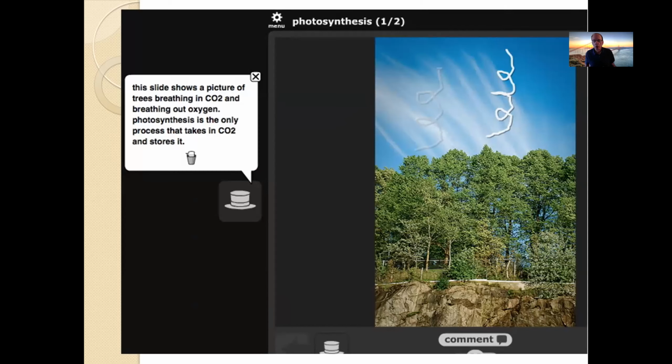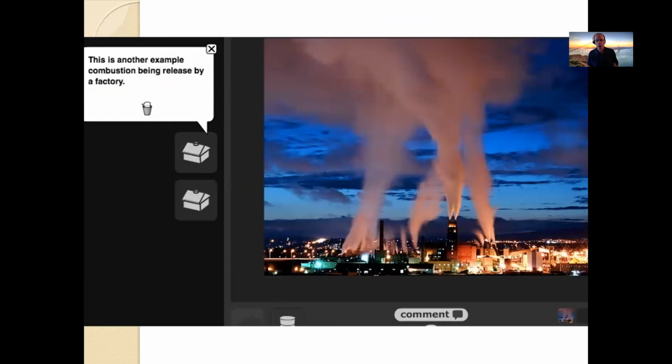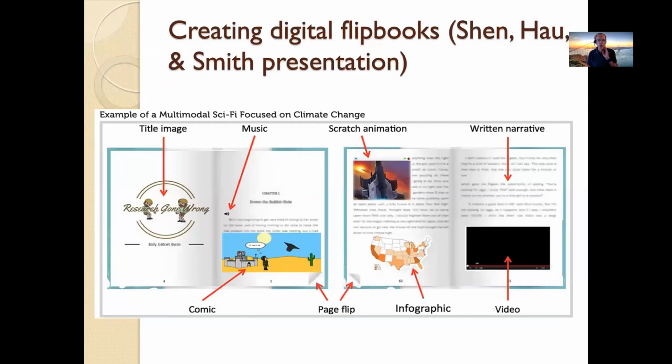student portrayed the image of emissions saying, quote, this slide shows a picture of trees breathing in carbon dioxide and breathing out oxygen. Photosynthesis is the only process that takes carbon dioxide and stores it. So the importance of trees in dealing with climate change. Another student wrote about the tailpipe emissions. This Mustang is releasing combustion. And another student showed the combustions released by factories. So in using VoiceThread, students can use these images to then talk about issues related to climate change.